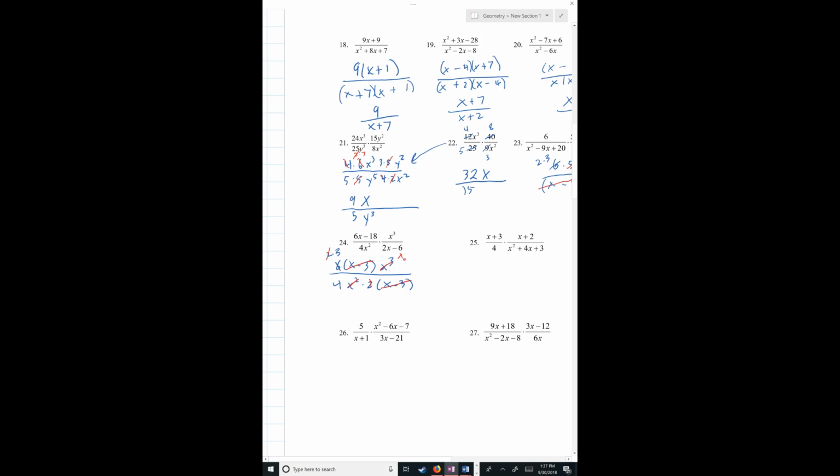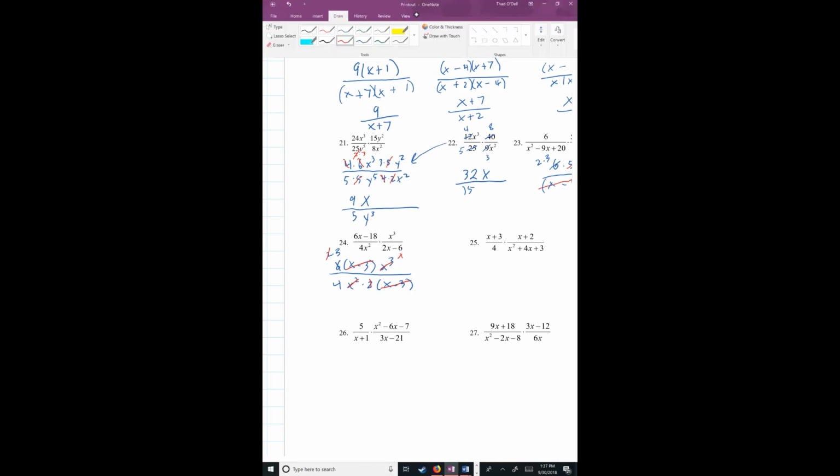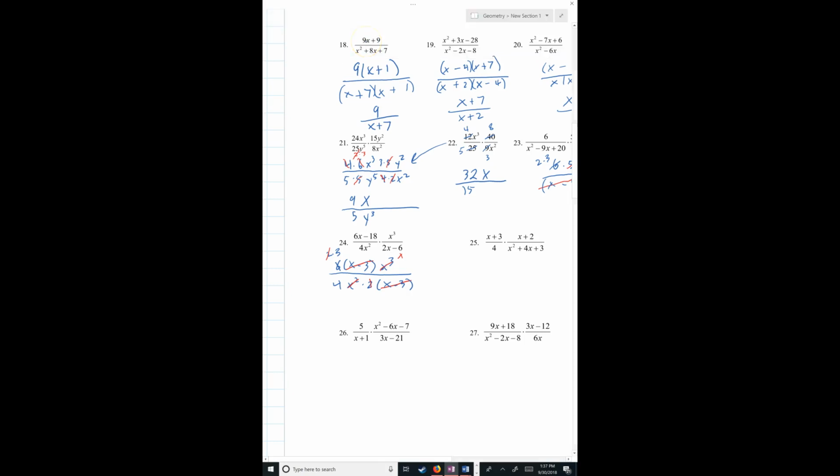So then my final answer, I'll grab my final answer pin, would be on top, just 3 times x. On the bottom, it looks like just a 4, doesn't it?